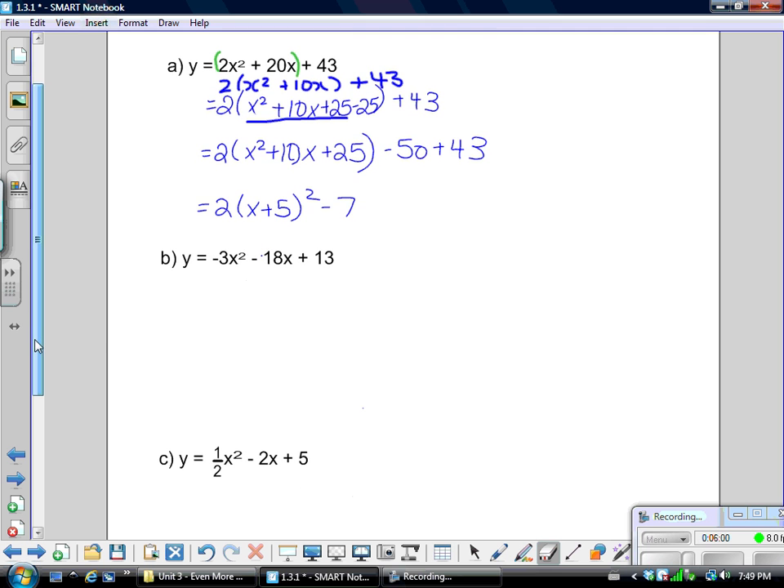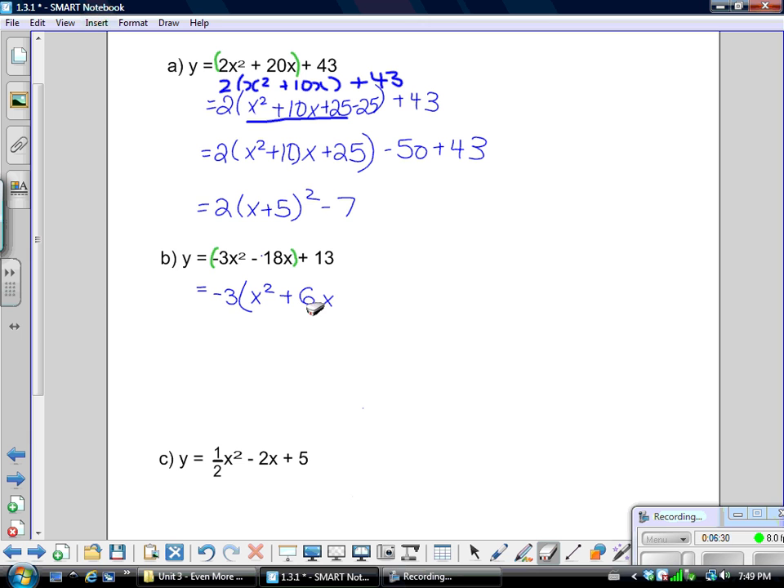Next question. Put brackets around the x squared term and the x term. We need to factor out the negative 3. When I factor out the negative 3, I end up with an x squared. Negative 18 divided by negative 3 would be a positive 6x. Now we can continue this. Okay, so we've got that.